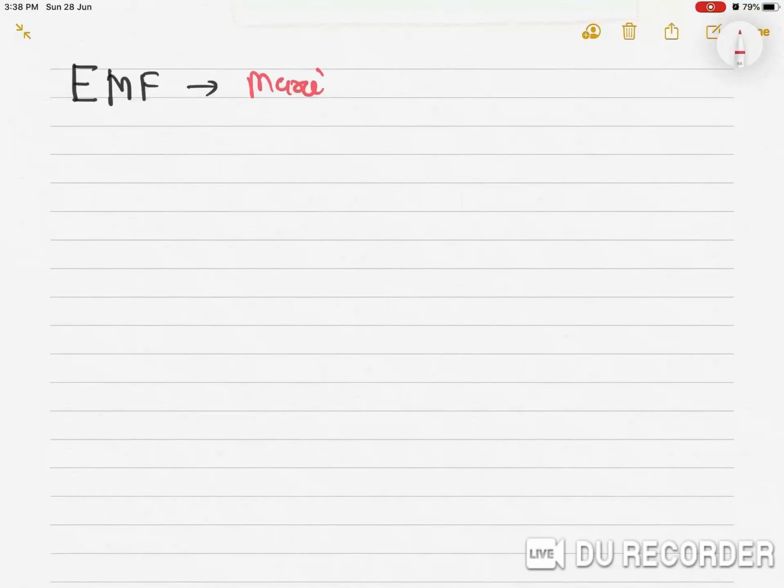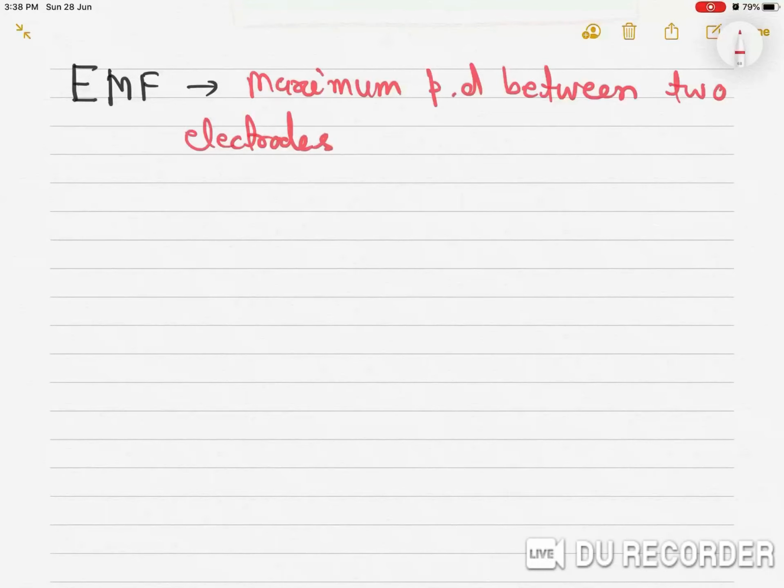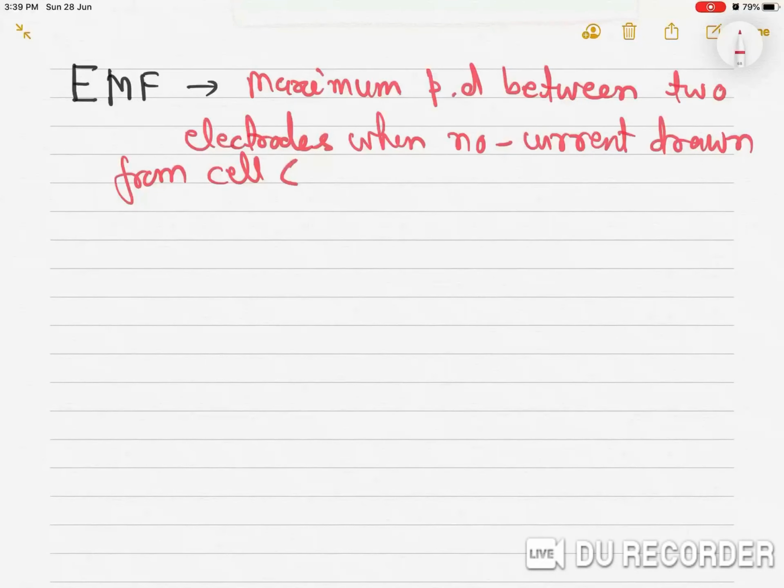Maximum potential difference between two electrodes when no current is drawn from the cell. When no current is drawn from the cell, it is also known as open circuit.